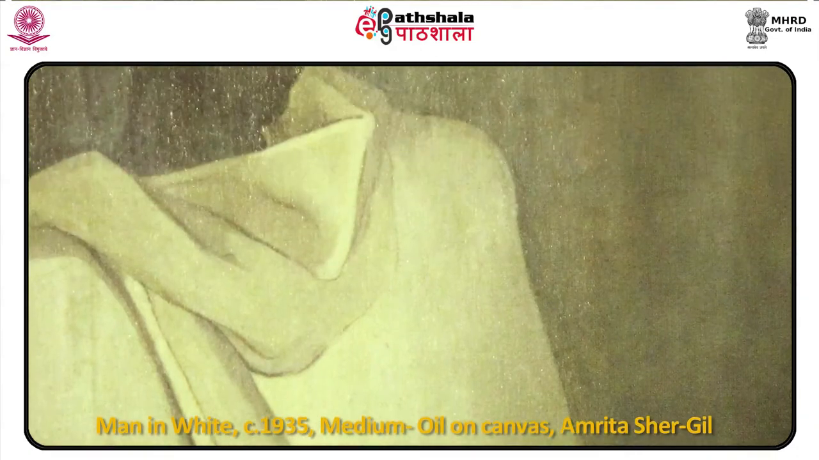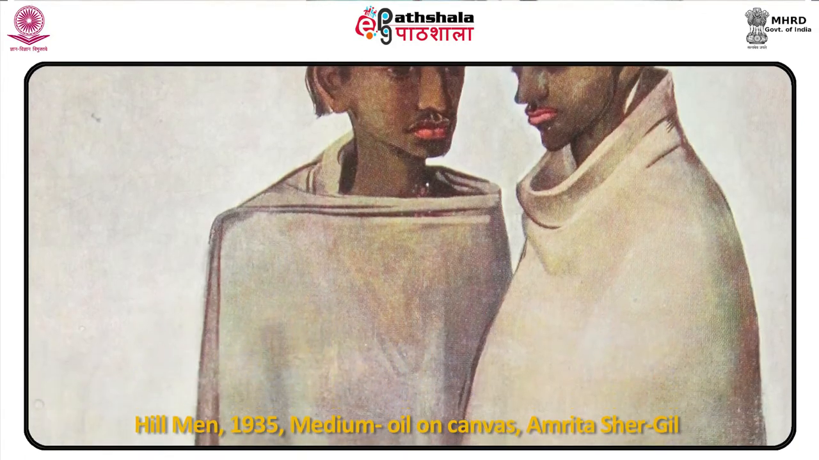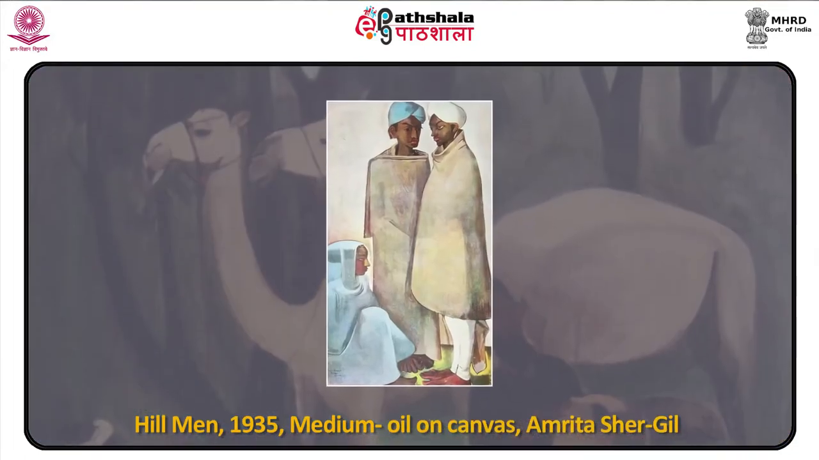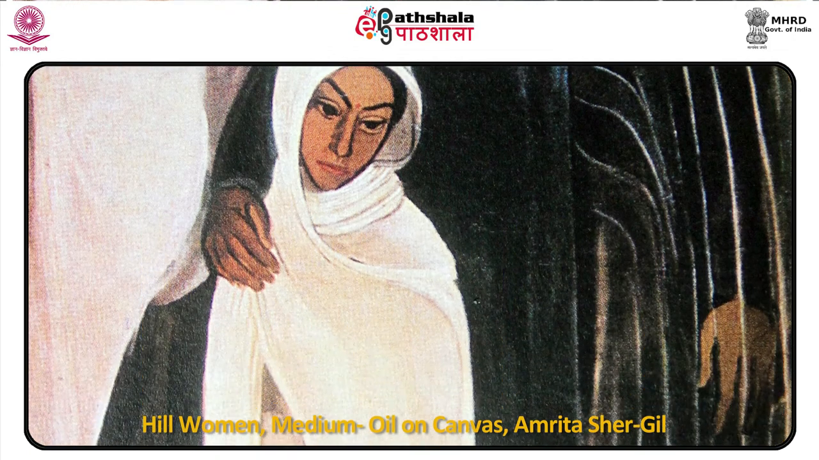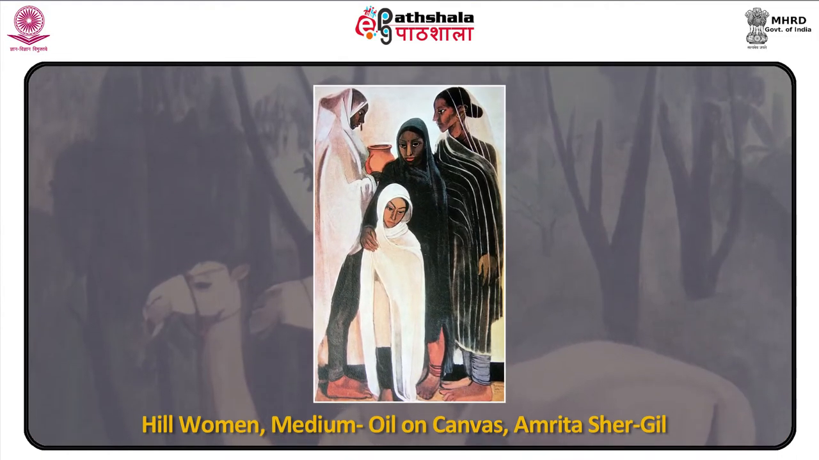From this period, Partha Mitra identifies Man in White as one of her most striking works, stating that its unusual power lies in the diagonal structure that imparts the figure great monumentality. In these works, he finds her flat style reminiscent of Gauguin, as seen also in some of her significant works like Hill Men and Hill Women that were painted during her stay in Shimla around 1935.